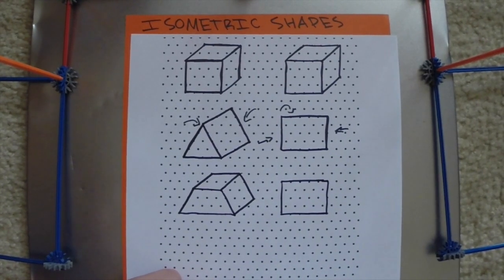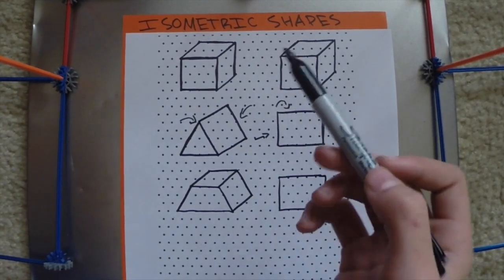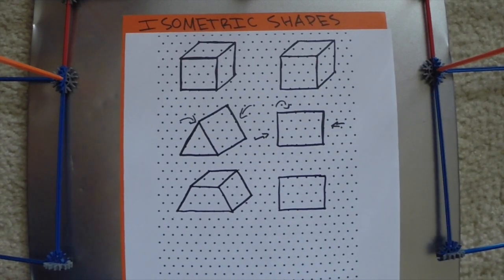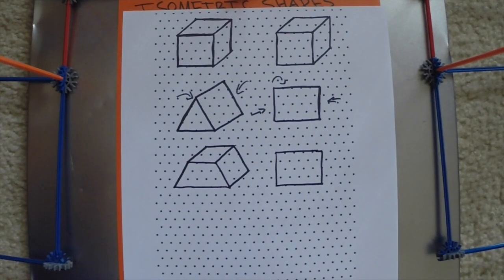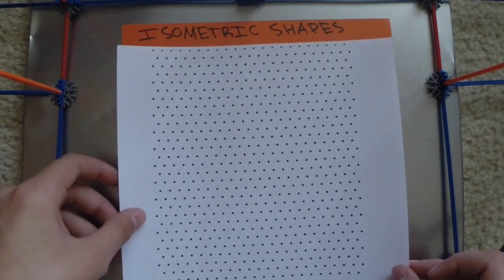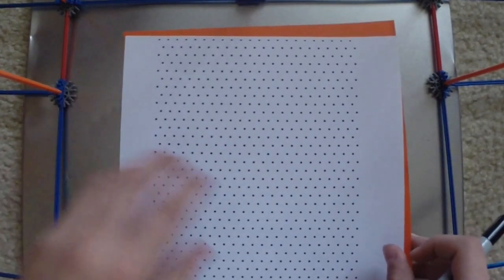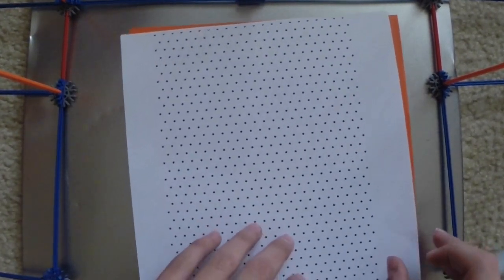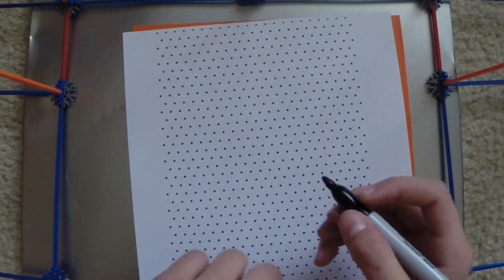Which is kind of interesting because it's the same for the cube as well. Now, what we're going to do, so 3D net, that as well. Get a new sheet of paper. Okay, so now what we're going to do is 3D net.